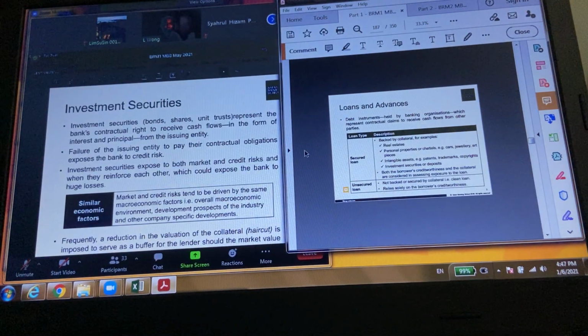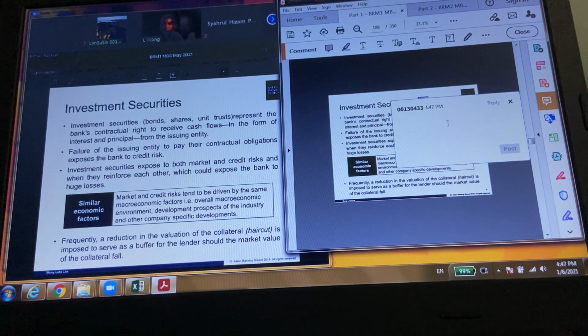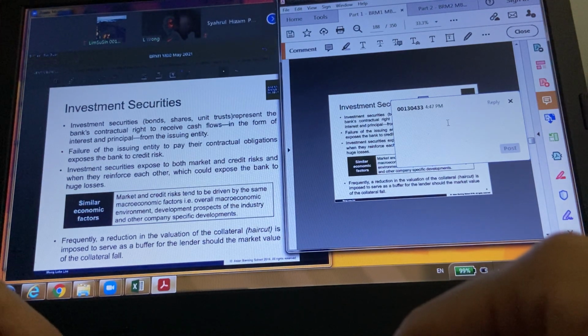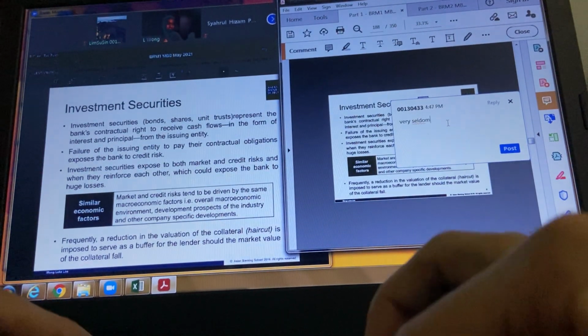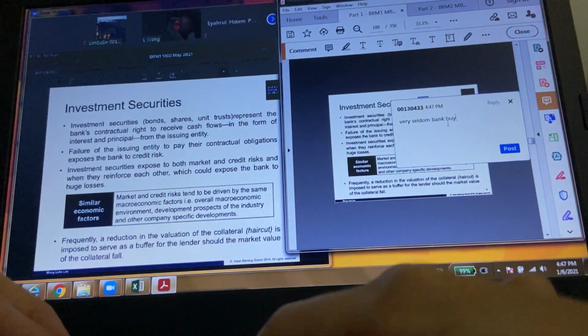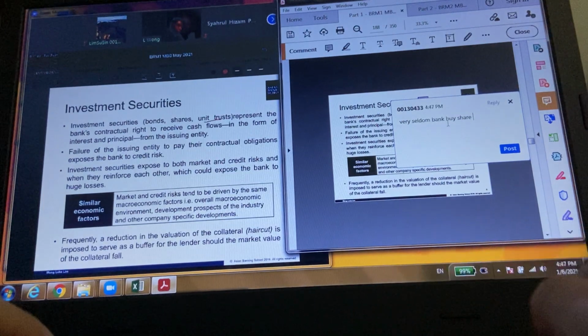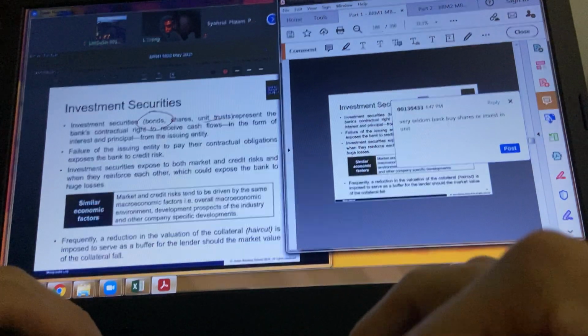But bonds, okay. What are investment securities? What is credit risk on investment securities? Now, most of the investment securities, for example, most of the time the bank doesn't buy shares. In Malaysia, very seldom does the bank buy shares. And also very seldom does the bank invest in unit trusts. Hardly. But it is very common that the bank will invest in bonds.